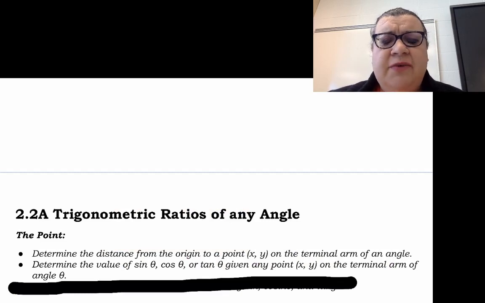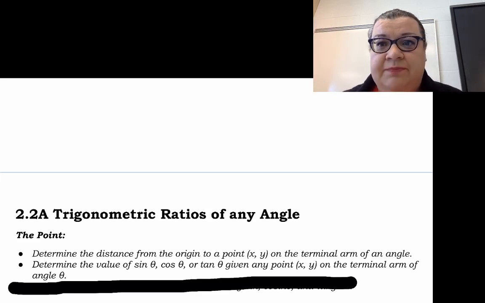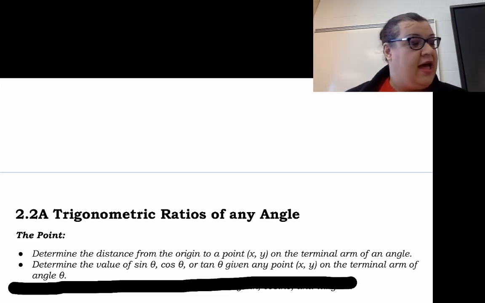Okay? So we've kind of got two goals in this lesson. The first is to determine the distance from the origin of a point, any point, that's on the terminal arm of an angle. So we're going to combine the stuff we just learned in 2.1 on angles in standard position with some of the things we know about trigonometry already. And then the second thing is that we're going to find the value of the three trig ratios for any point on the terminal arm of an angle. The third one there, which I don't even know is in your notes, I've scratched off because we are not doing the third one. Remember, we're simplifying this down to the most important stuff. All right, so let's get going today.